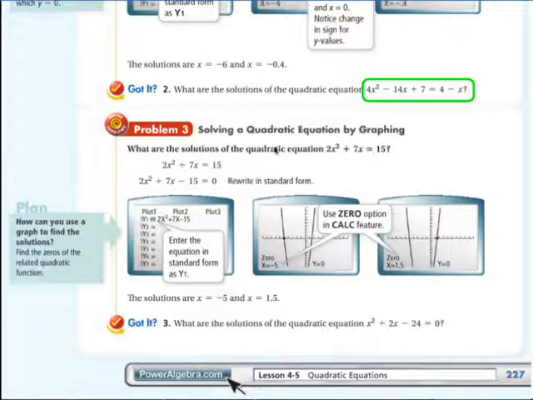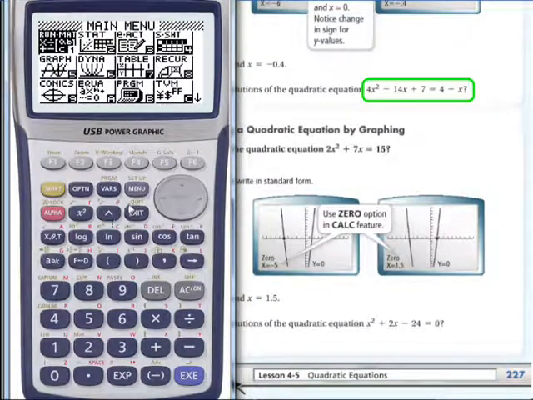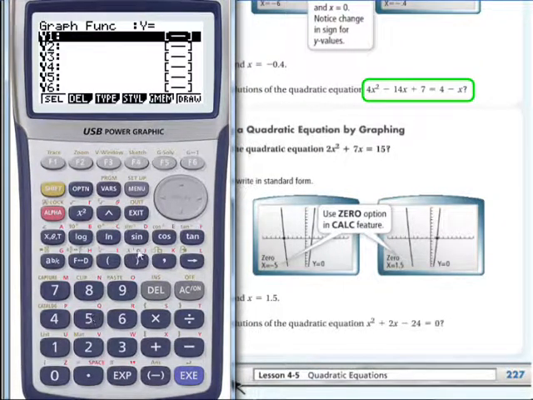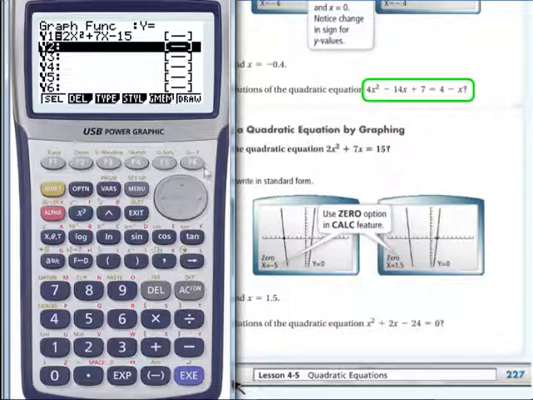I think the easier way to solve a quadratic is by graphing in your graphing calculator. So you're going to put it in, and we'll do it in the Casio for right now since that's a little bit simpler. So I go into my graph menu, and I'm going to put in the equation exactly as it looks. So 2x squared plus 7x, and then I have to get it equal to 0, so this ends up being minus 15. It's important that it's equal to 0.